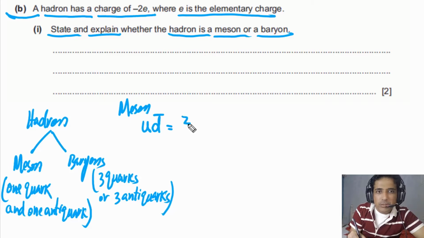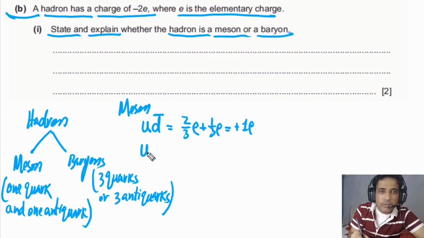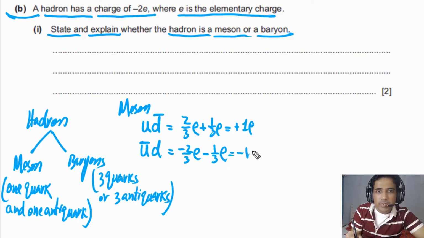So in this case, the charge on an up quark is +2/3e and the charge on a down quark is -1/3e. But this is anti, so the charge will be +1/3e. So the total charge in this case will be +1e. Now imagine that we have one up antiquark and one down quark. In this case, the charge on the up antiquark will be -2/3e and the charge on the down quark is -1/3e. So the total charge will be -1e.